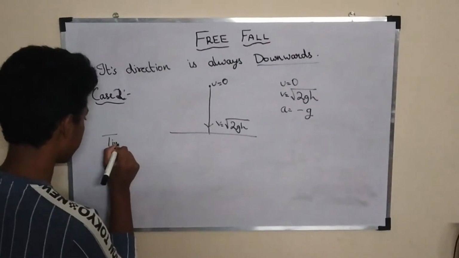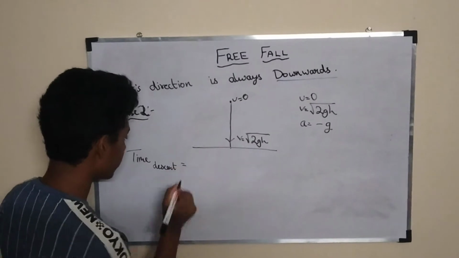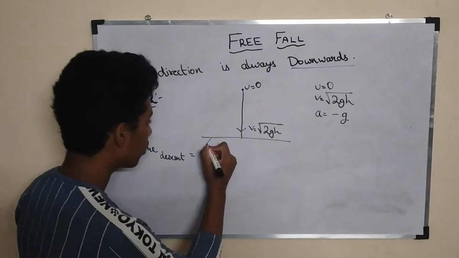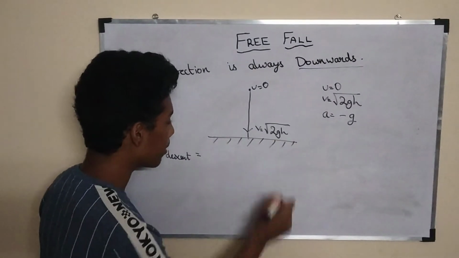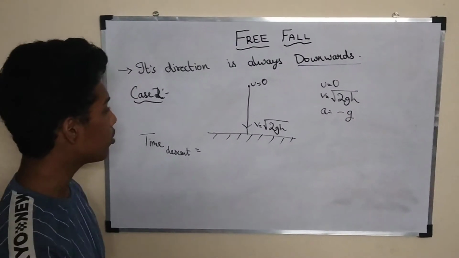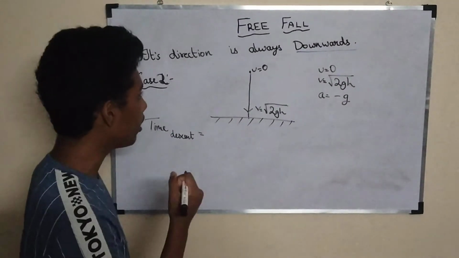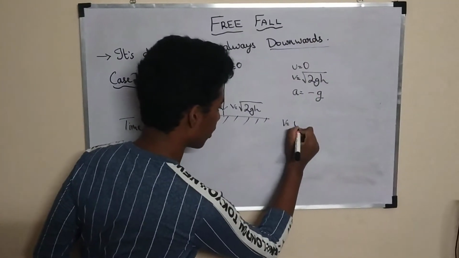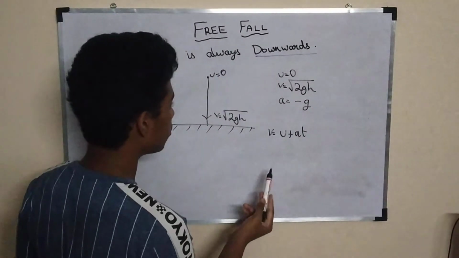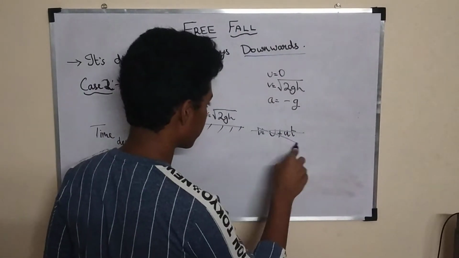Time of descent. I already told you what time of descent is. It is the time taken for a body from a certain height h to go to the ground. That time interval would be the time of descent. So we can use the first equation of motion, v equal to u plus at. But we don't know the value of v here. We know the value of u, but a also we don't know. Because we don't know two values, it's eliminated.